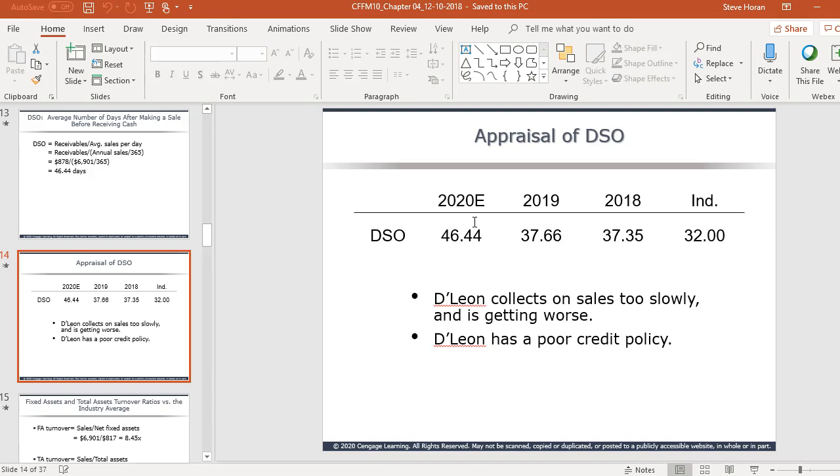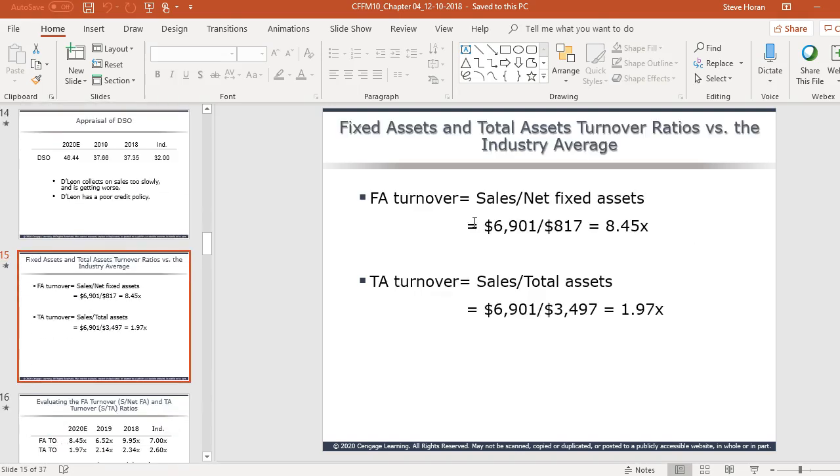So we're collecting too slowly. We've got a poor credit policy. We're not giving credit to the right customers, or we've just trained our customers poorly. We've never given them consequences for paying us late. So we need to rethink our collections process.